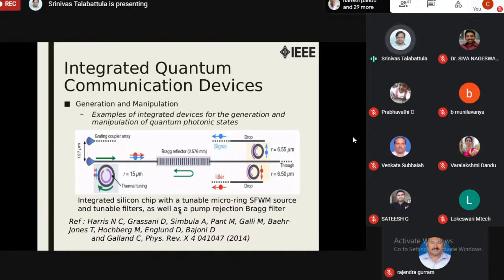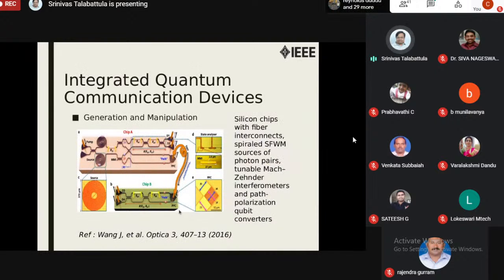Let us go to one more example. This is also another example of a generation and manipulation of photons on a chip, but more sophisticated. You have delay lines here. If you want to delay a particular signal to a certain extent, you can use these delay lines. It is only a pictorial representation. In practice, it could be a loop of a fiber, for example.